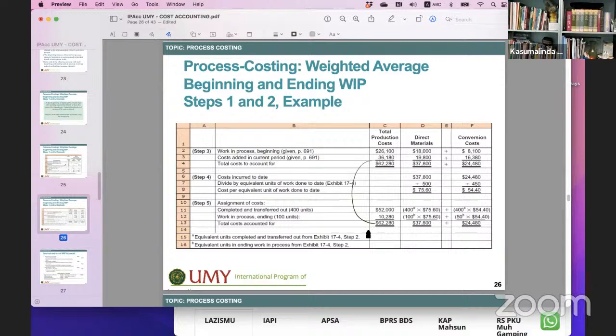Okay, I need to be very fast because we want to cover the second method, FIFO, and then want to cover the second department after this. Okay, now, is there any question you want to ask regarding the weighted average before I move to the second method, the FIFO method, which is more complicated?